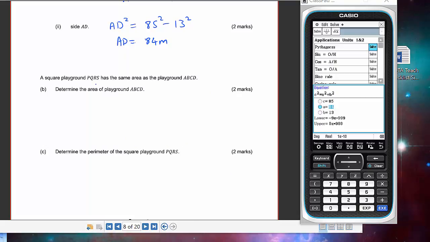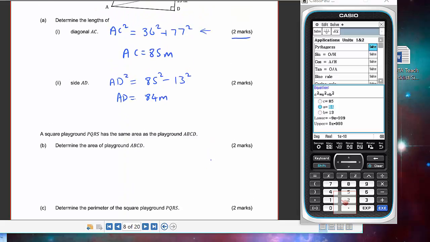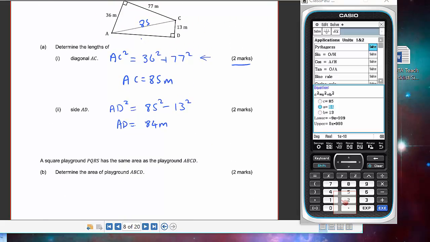Square playground PQRS has the same area as playground ABCD. Determine the area of playground ABCD. Well, that's going to be two triangles. Now let's just note that this one's 84. So if we look at the bottom triangle here, a half times 84 times 13, half base times height for that one. And for this one, the base is 77, the height's 36. So that's a half times 77 times 36. And we can go ahead and calculate that.